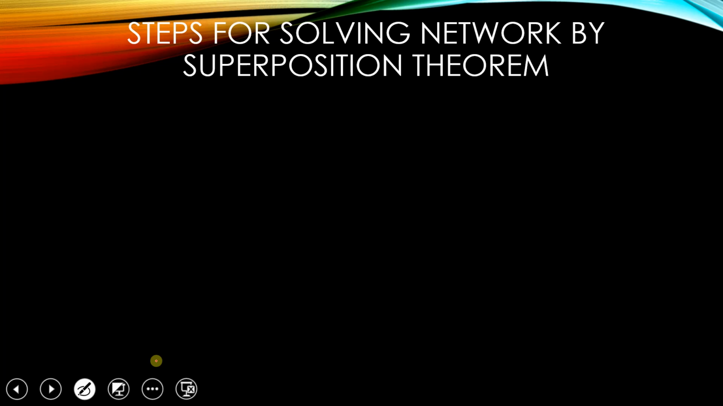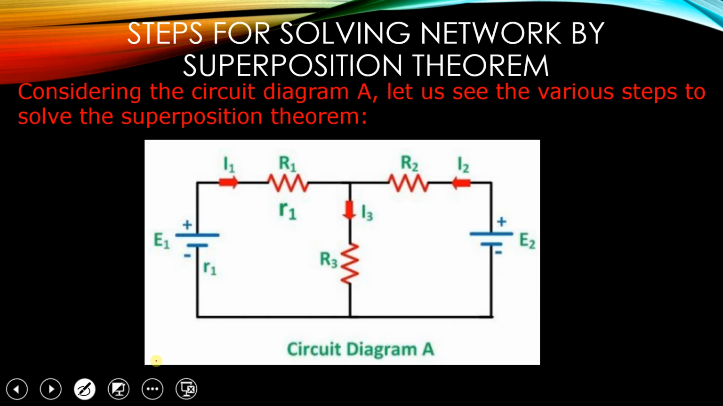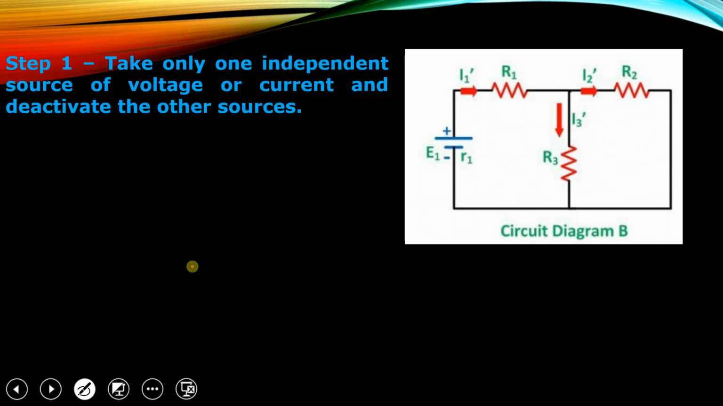Now we consider the steps for solving a network by the superposition theorem. First of all, considering the circuit diagram, let us see the various steps. We have a circuit with an E1 voltage source and an E2 voltage source, where E1 has the internal resistance R1 and E2 has no internal resistance. Now we apply the superposition theorem on this circuit. In the first step, we consider the voltage source E1 and short circuit the other voltage source.